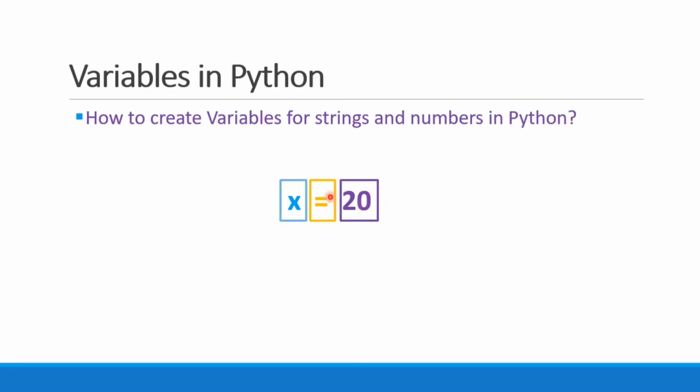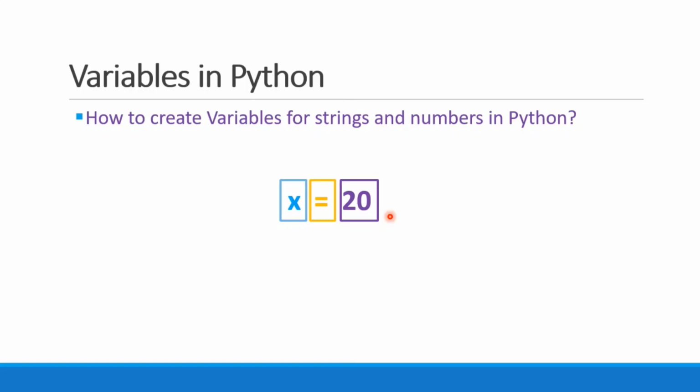So this 20 is not written in double quotes, so we can say that it is a number. But if we write it in double quotes, it will become a string, and Python will consider it as a string variable but not a number variable. So if you have to create a number variable, you don't need to write it in single quotes or double quotes. But for strings, remember that you must write a string in single quotes or double quotes in Python.